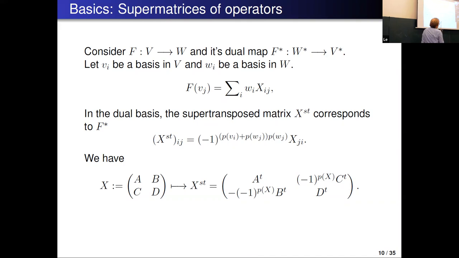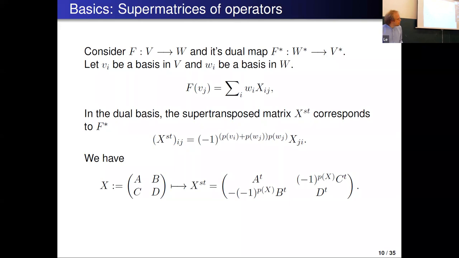So if your linear map was odd, then you will have some additional signs here. If your original map was even, it will be just the usual transposition.